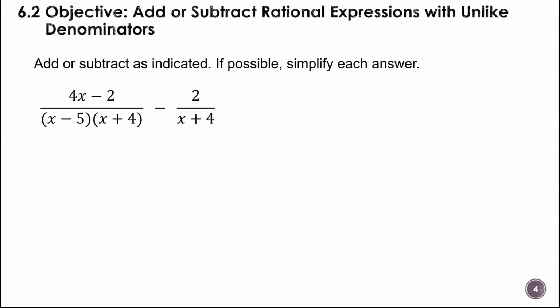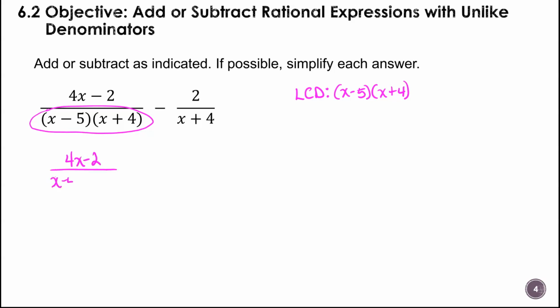Now, this one may look messier, but the truth is it's probably easier because, first of all, it's already in factored form. So my LCD hopefully is easy to figure out. This one's already factored. What's missing on the second fraction? I circled these. Are there any factors here that I haven't circled? Well, there's not, right? Because x plus 4 has already been circled. So that means my common denominator is both factors. And I don't have to rewrite the first fraction at all. Okay, so it stays the same.